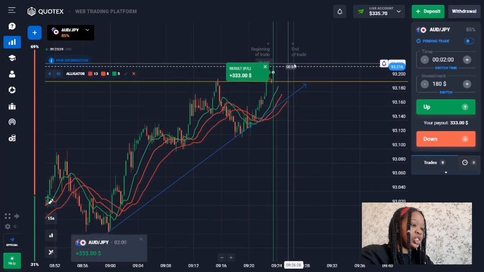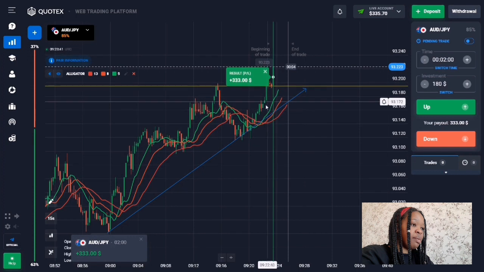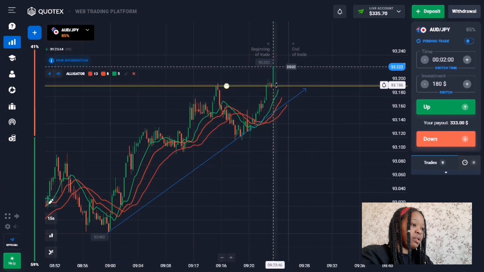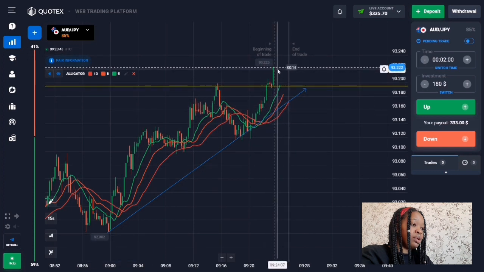Well, analyzing the situation, price trended up and this is a positive result with the breakout of the level. So let me go on.